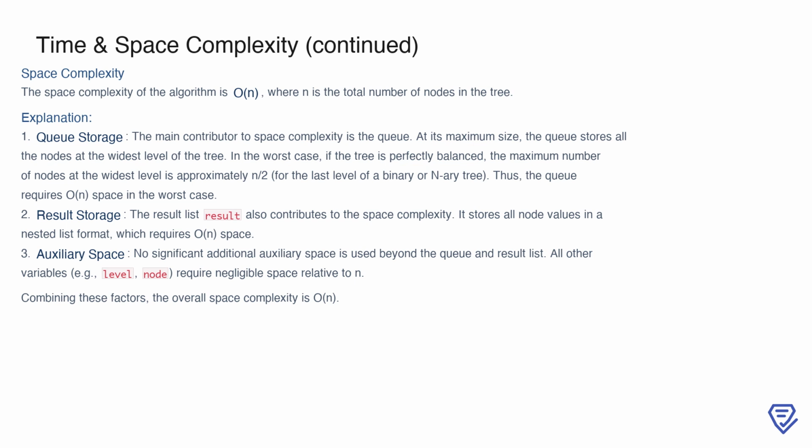Additionally, the result list, where all the node values are stored, also requires O(n) space since it holds every node's value in a nested list format. Beyond the queue and the result list, the algorithm doesn't use significant auxiliary space. Variables like level or node consume negligible memory compared to the size of the tree. When we combine the queue and result list, the overall space complexity remains O(n).